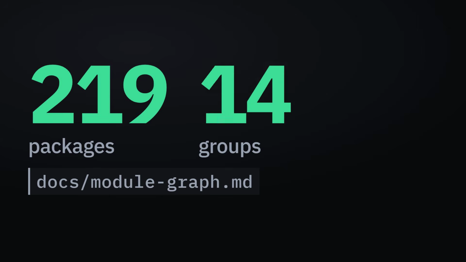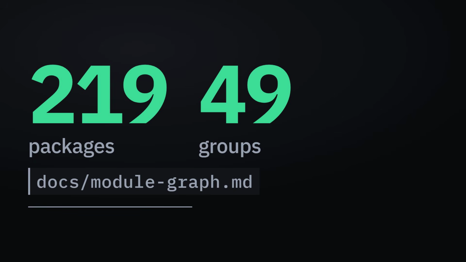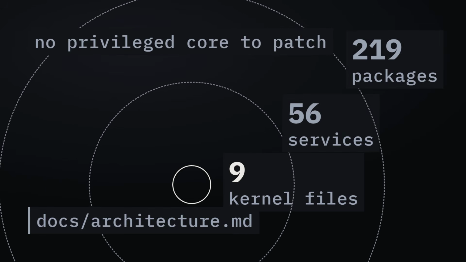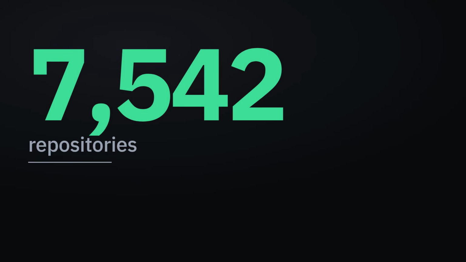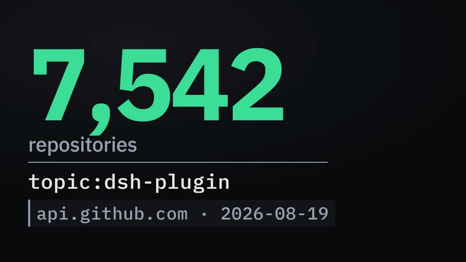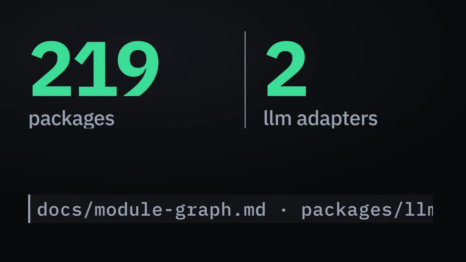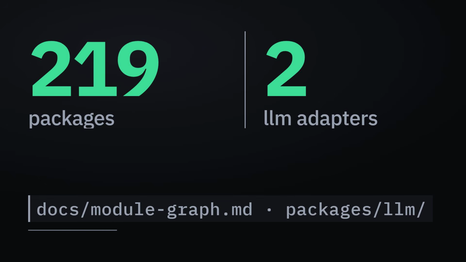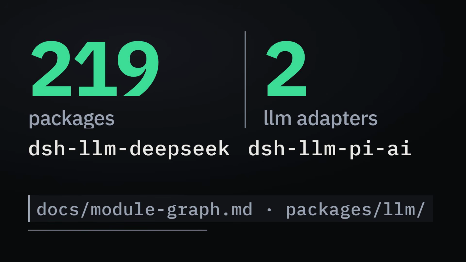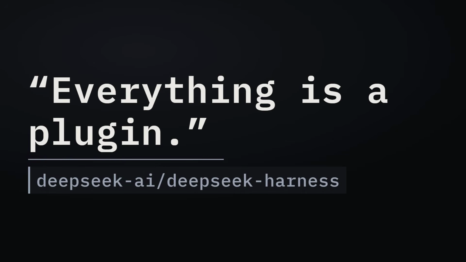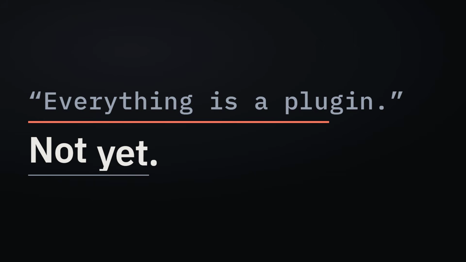219 packages, 49 groups, and the docs say it flatly. There is no privileged core to patch. 7,500 repositories already carry the plugin topic. But test the claim. 219 packages, and exactly 2 language model adapters. Everything that is not DeepSeek runs through one thin third-party wrapper. Everything is a plugin. Not everything has been plugged in yet.